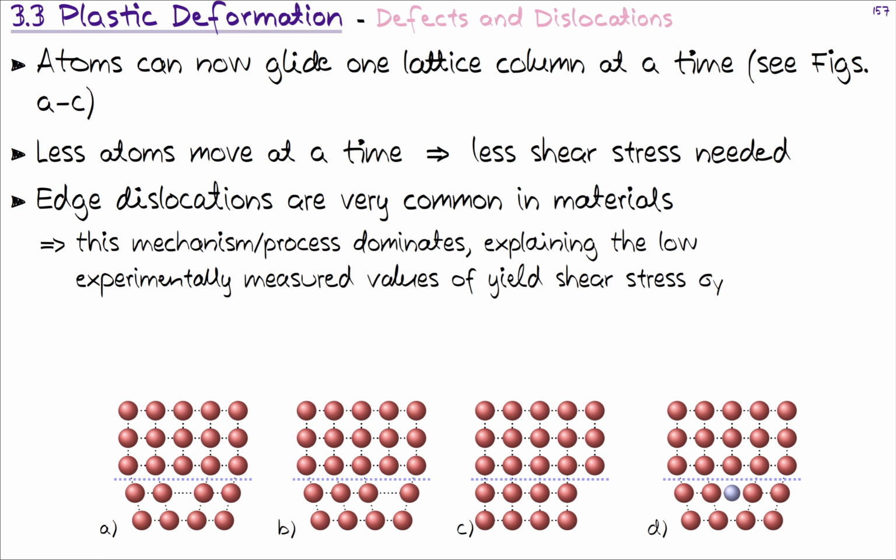And if I remember correctly, experiments have been made on ultra pure materials that do not have edge dislocations and don't have that many defects. And what the experiments have shown is that the experimentally measured yield shear stress values actually increase when we have a more ideal structure. So this really complies quite nicely with the qualitative description we have here.